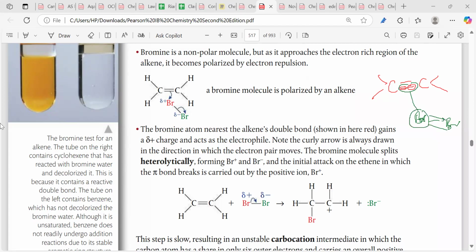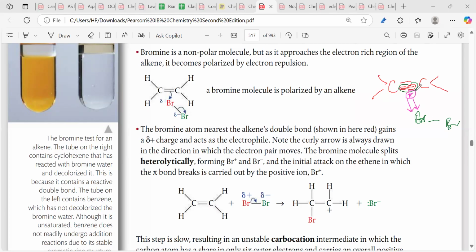Noor, did you understand now? What did you understand? You said that basically the electron density in the double bond will be attracted to the nearest bromine atom, which will then repel the other bromine atom.